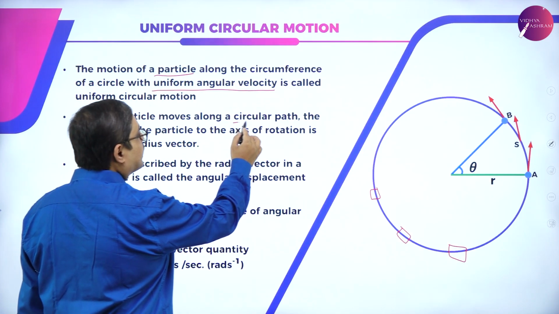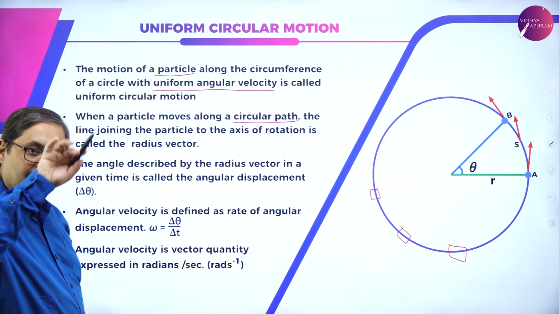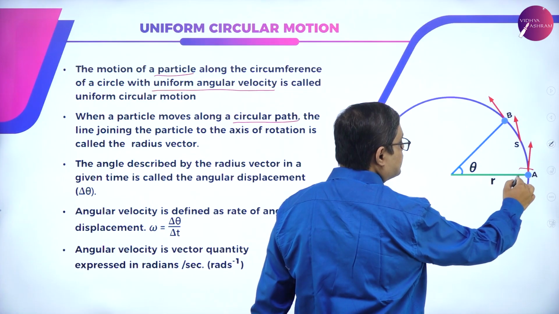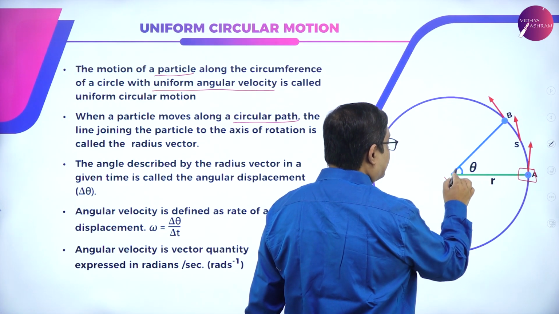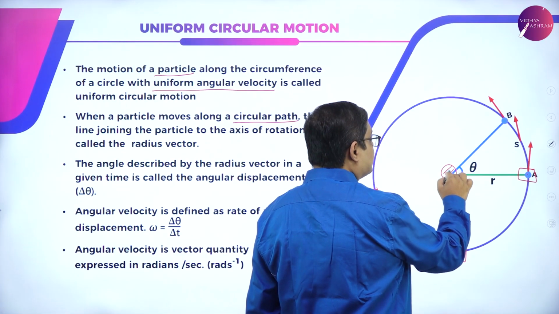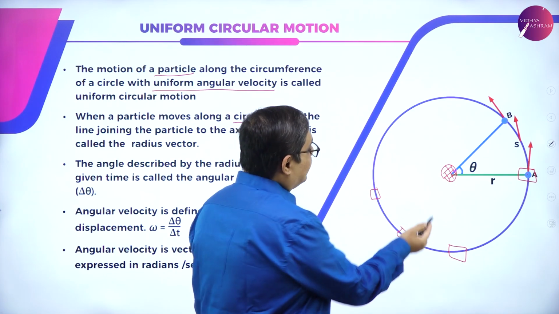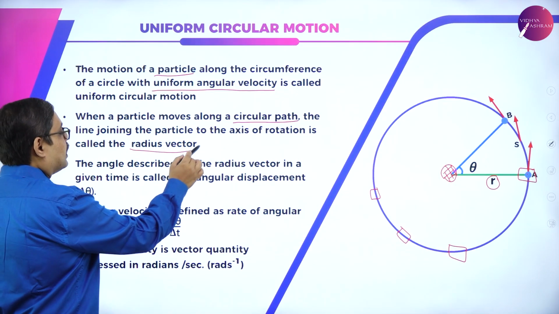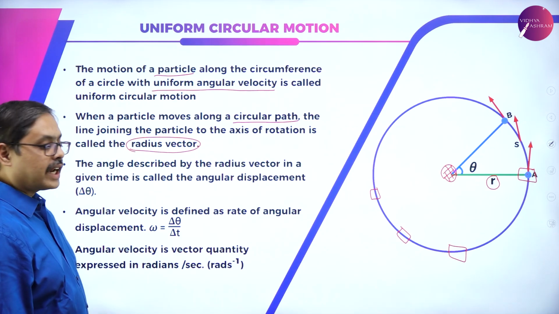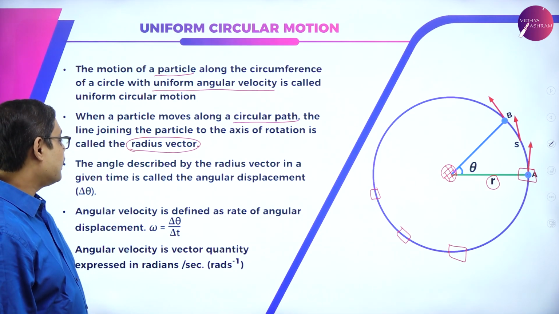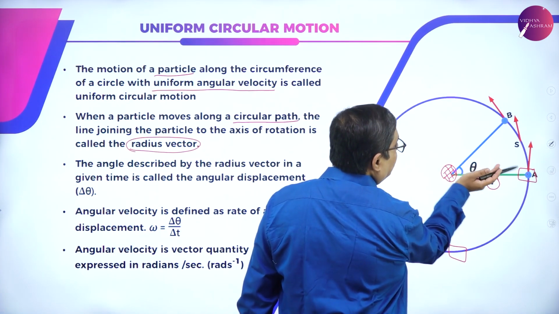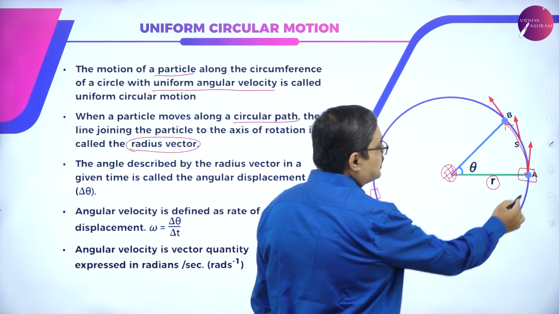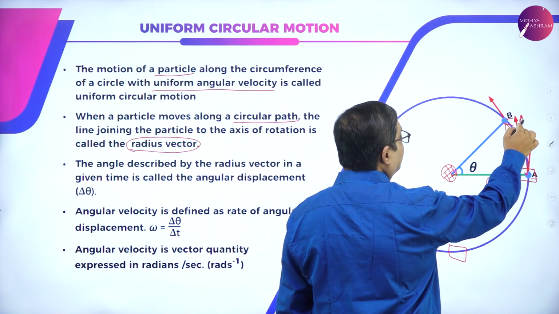When a particle moves along a circular path, whenever a body is traveling along a circular path, the line joining the particle, suppose the particle is here at position A, the line joining the particle to the axis. What is the axis? The center of the circle becomes the axis. So the line joining the axis to the particle is called the what? Radius, or it is also known as radius vector. The angle described by the radius vector. What do you understand by that? Okay, this radius vector travels some distance along the circumference from position A to position B in time delta t.